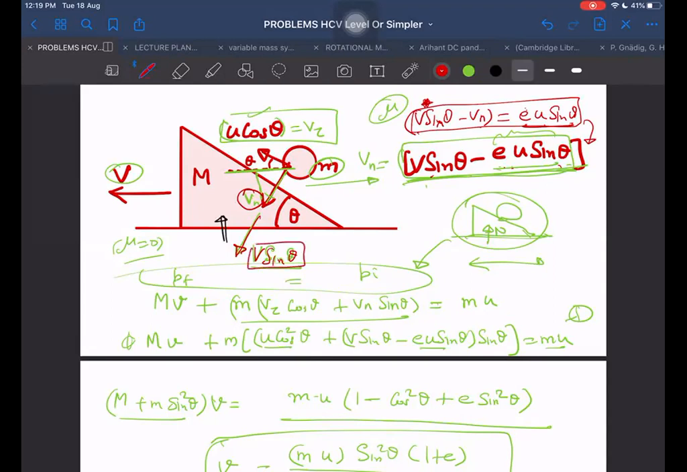V sin theta is the speed with which the wedge is moving away along the normal, and it is approaching with Vn. Then Vn we are getting by this method. V sin theta minus Vn is the velocity of separation. Why am I not taking Vn minus V sin theta? Why am I taking V sin theta minus Vn only? Because it is separating away, so I should take the velocity of the second mass.